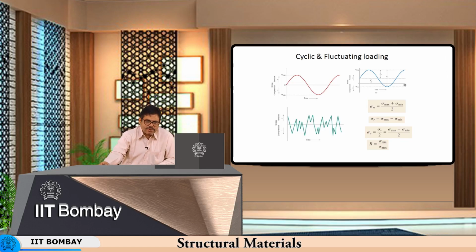So here, for example, this is called the mean stress, and this is the maximum and minimum stress. This mean stress is midway between the two, and therefore it is sigma max plus sigma min divided by 2.